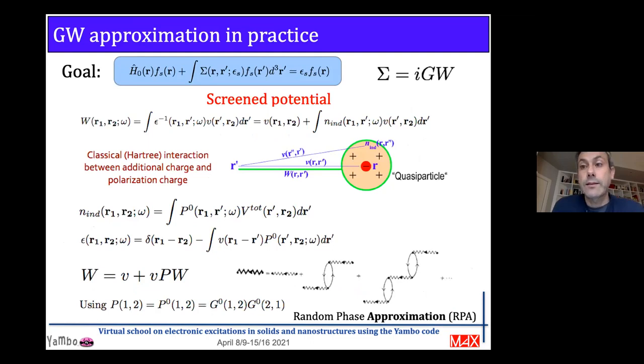So the screening, once we have the polarization, is what is called the random phase approximation. We consider a classical Hartree interaction between an additional charge in the system and the created polarization charge. This is the very famous random phase approximation. And when we look at the Dyson equation, our screened interaction will contain all the bubbles of the polarization, called the bubble approximation, and the Coulomb potential at all orders.